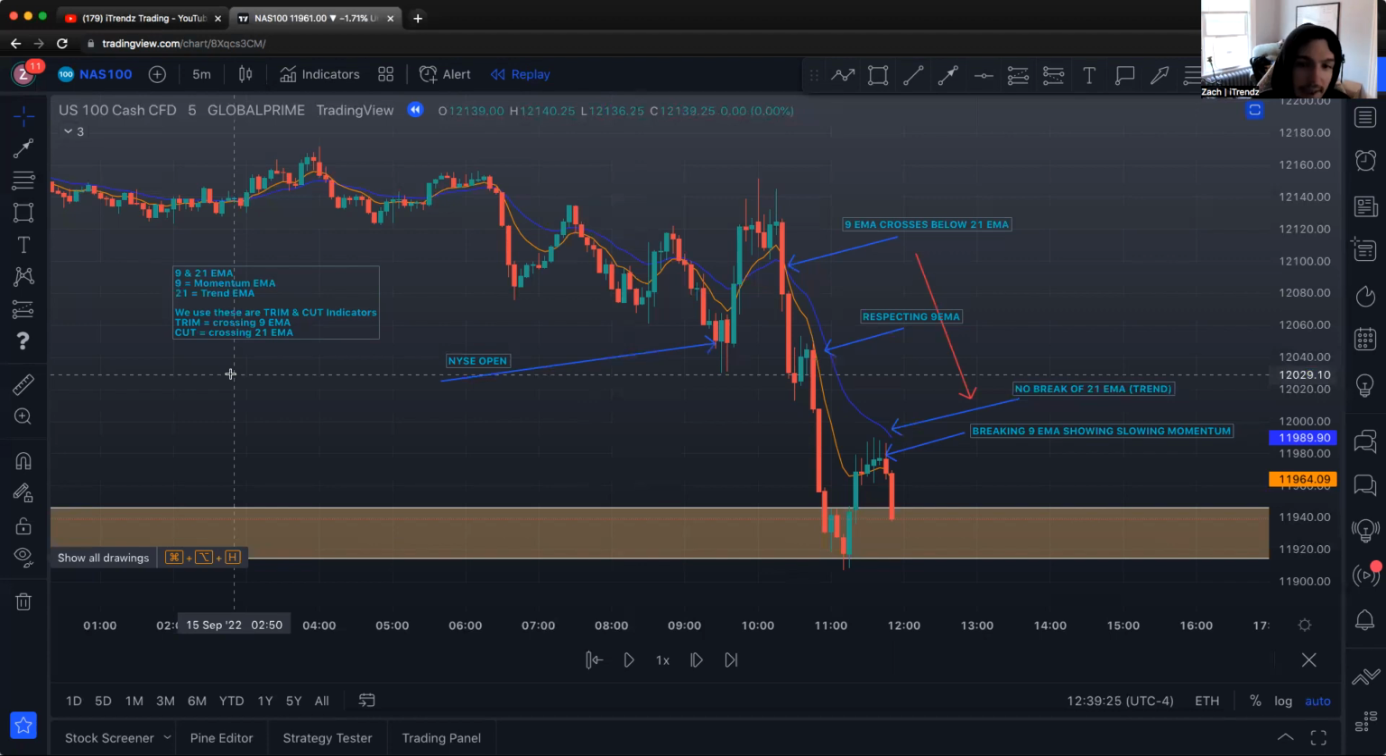So the 9 EMA is an EMA, or an exponential moving average, over a period of 9 days, right? And that's the length. And then the 21 is an EMA, an exponential moving average, over the period of 21 days. So if you can't figure it out already, the 9 EMA is shorter than the 21 EMA, or in other words, the 21 is longer because it's 9 days versus 21 days.